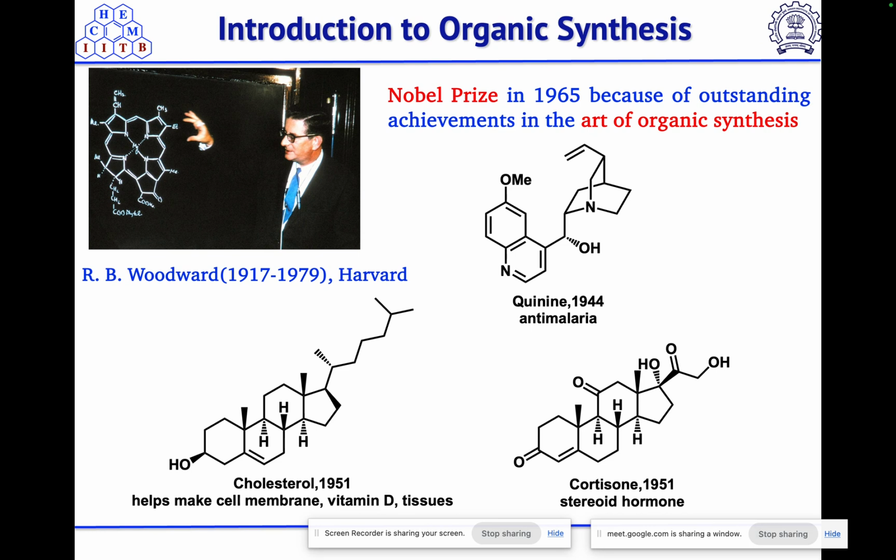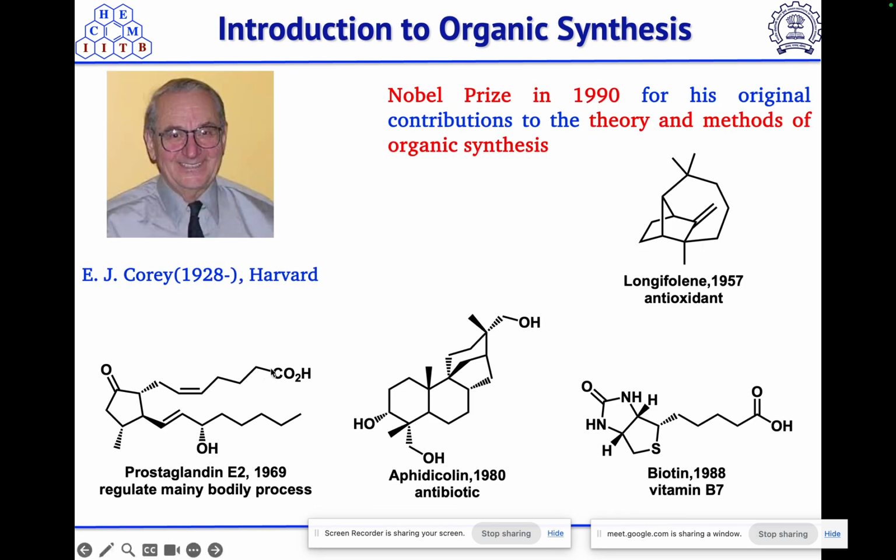So, Professor R.B. Woodward done, now coming to E.J. Corey. E.J. Corey is also a famous American chemist, also from Harvard. He won the Nobel Prize in 1990 because of his contribution to the theory and methods of organic synthesis. So he is a famous organic chemist.